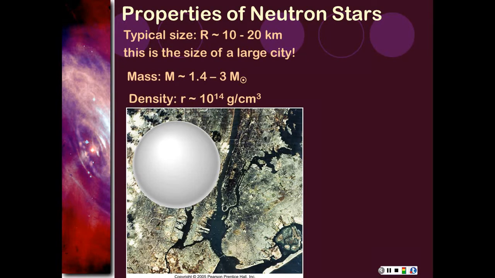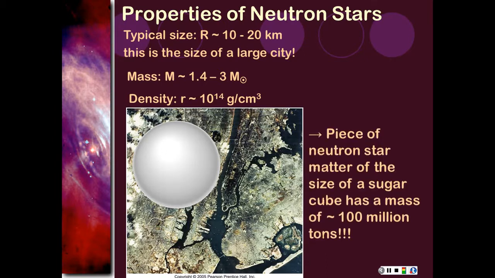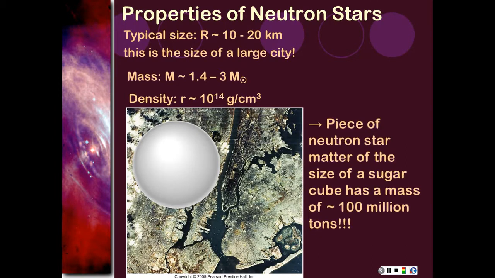And they typically have a density of 10 to the 14 grams per centimeter cubed. It's made up of neutrons with essentially no space in between them, so it's at least as dense as the nucleus of an atom. Just to put this in perspective, I don't know if people are familiar with sugar cubes anymore, but basically a small die or something like that, you will get 100 million tons within this tiny, 1 centimeter cubed region.